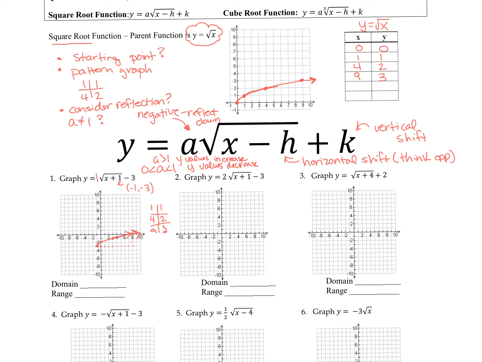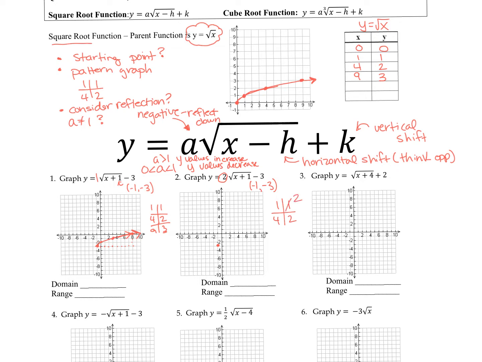So let's take a look at the same graph, but now my a value is going to be 2. So this doubles my y values. So to get my starting point, I have to think the same thing. I'm going to shift down 3, and I got to do the opposite of what I see inside. So I'm going to shift then to the left 1. So I'm down 3, left 1. My starting point is that same -1, -3. But instead of moving 1, 1, and 4, 2, my y values are now going to double.